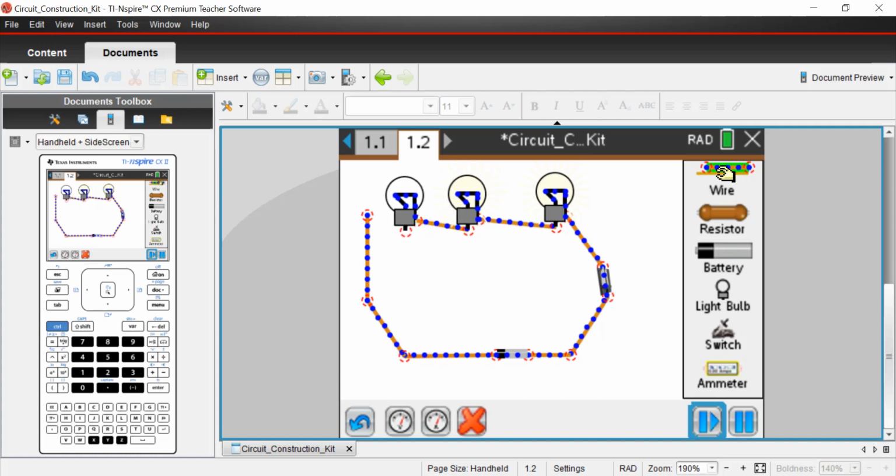And then one more piece of wire. Actually, I don't need that piece of wire. I'm just going to grab this end. Bam. All right. So now we have 3 resistors in the circuit.